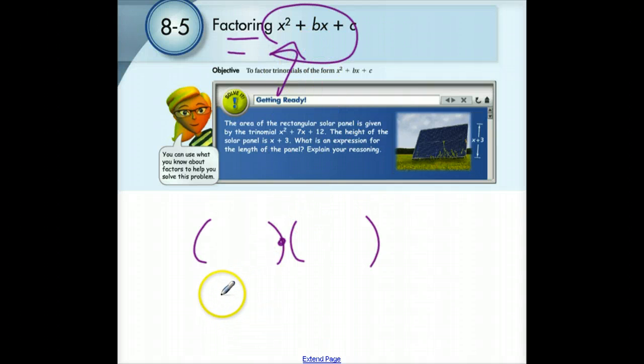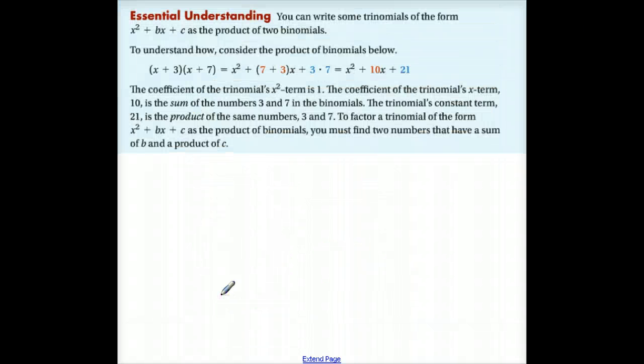Basically, in this lesson, we are going to be undoing the FOIL method. Let me show you what I mean. So when you have a trinomial like this, you can find two binomials that factor together to equal that trinomial. To factor a trinomial in this form, x squared plus bx plus c, you must find two numbers that have a sum of b, so two numbers that equal the middle term, and a product of c, two numbers that multiplied together equal c. Let me show you what I mean.